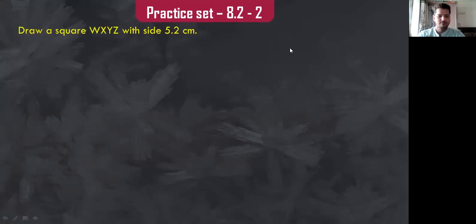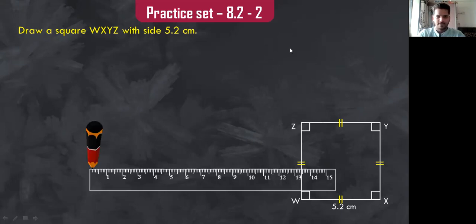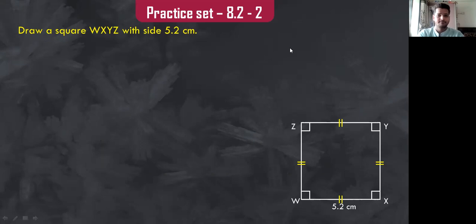Okay, students. Now we will go with the next part, that is practice set number 8.2, question number 2, which is draw a square WXYZ with the side 5.2 centimeter. So first of all, we will draw a rough analytical figure. As it is a square, all the sides are equal, that is 5.2 centimeters, right? And all the angles are 90 degree.